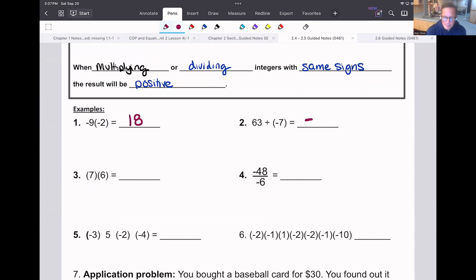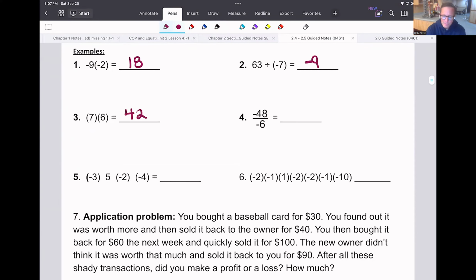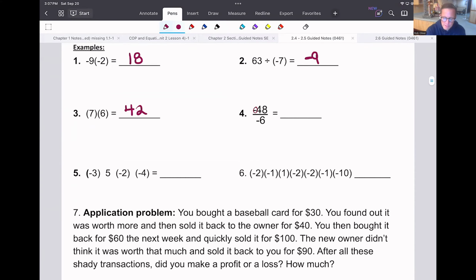And 63 divided by 7 is 9. So it's -9. Right here, 7 times 6, that's 42. All right, this is a division problem. A negative divided by a negative is a positive. And 48 divided by 6 is 8.